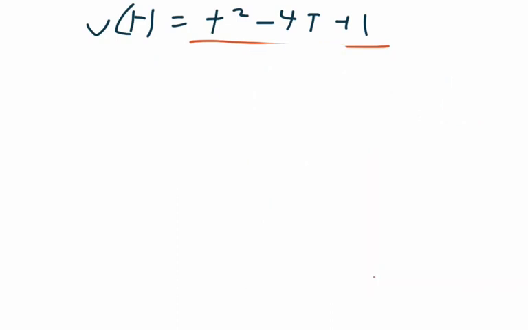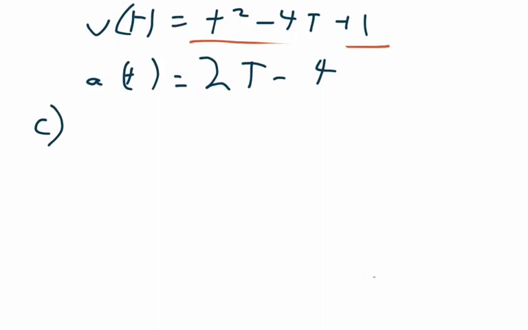Alright, so I need to find the acceleration equation. So I take the derivative. Derivative of t squared is 2t. Derivative of negative 4t is negative 4. And that's the acceleration.